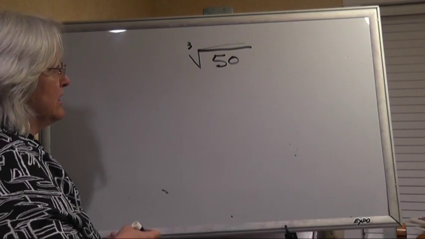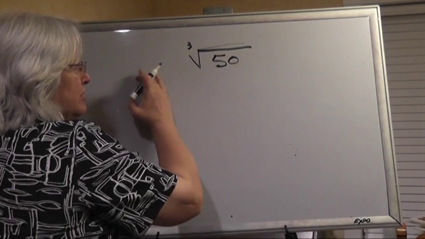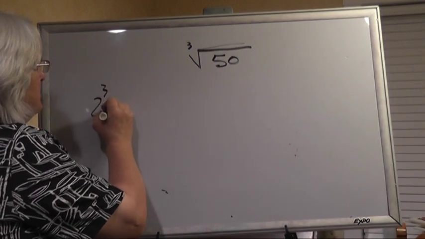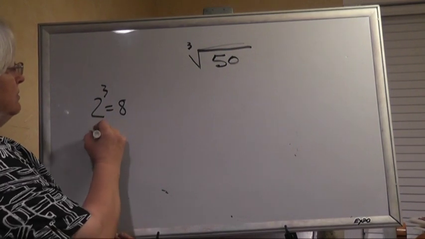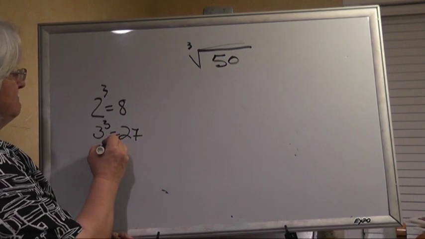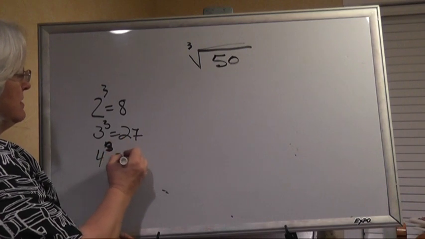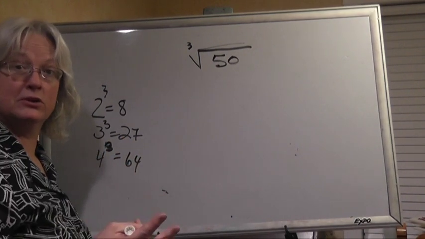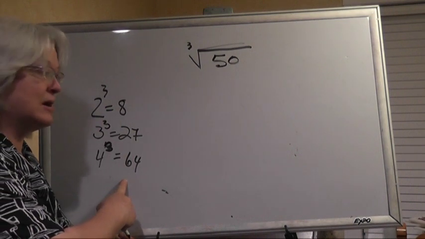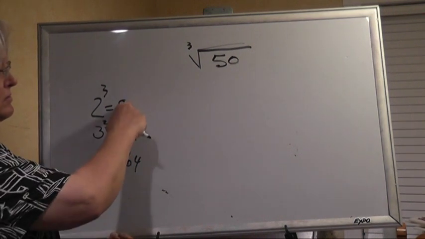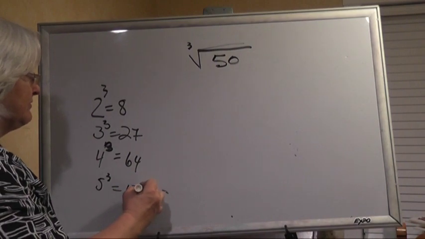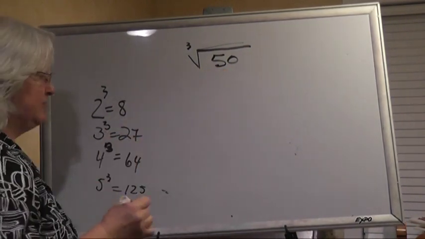So what you're looking for is the perfect cubes that are to either side of 50. Remember your perfect cubes. 2 cubed is equal to 8. 3 cubed is equal to 27. 4 cubed is equal to 64. 2 times 2 times 2 is 8. 3 times 3 times 3 is 3 times 3 is 9 times 3 is 27. 4 times 4 is 16 times 4 is 64. So these numbers get high very, very quickly. 5 cubed is 125. We're only seeing where 50 fits in here in the midst.